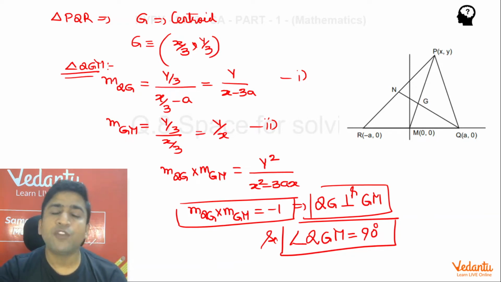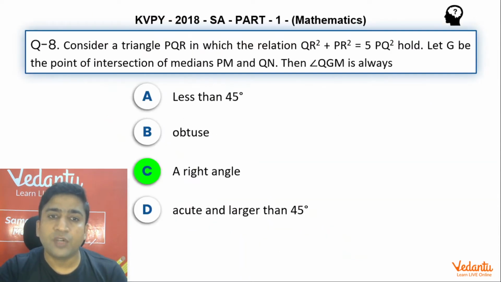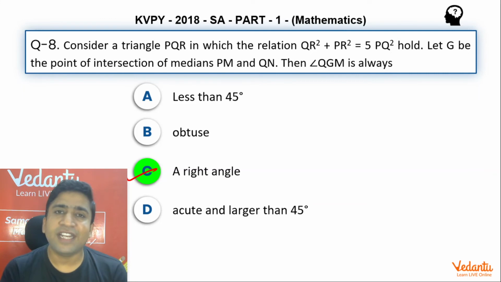I'm sure all of you would have understood the solution. Now if you watch out for the options, which option was the correct one, I hope all of you will agree. If the angle is 90 degrees, obviously option C is going to be the correct answer, that is right angle. So guys, I'm sure every one of you would have understood the solution and all of you would have enjoyed it also.